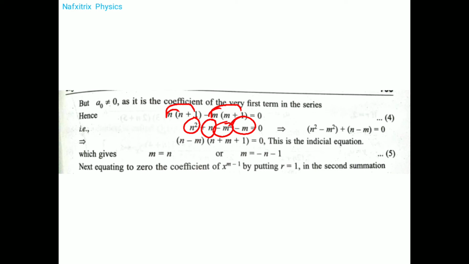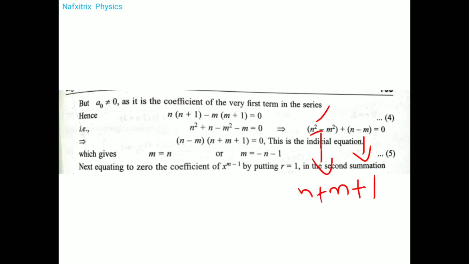Now this is of the form a square minus b square, that is nothing but a plus b into a minus b. So n minus m has to be taken common. If we take n minus m, what would remain here is n plus m, because a plus b into a minus b, and if we take n minus m common, what would remain is plus 1, since n minus m into 1 is nothing but n minus m. So if we take it common, we would get this. Finally, this is the thing we are getting, equals 0. And here, just like a b equals 0, we are having possible cases.